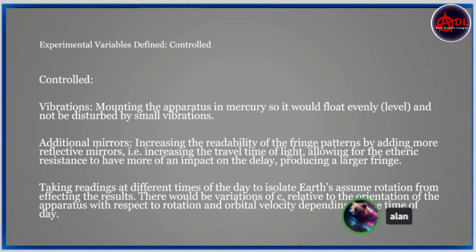And then taking readings at different times of day to isolate the assumptions about Earth's rotation with respect to the orbit and all that. So they took readings during the day and during the night. The implication there is: are you rotating into the orbit, or are you rotating away from it, and how is that affecting the readings?